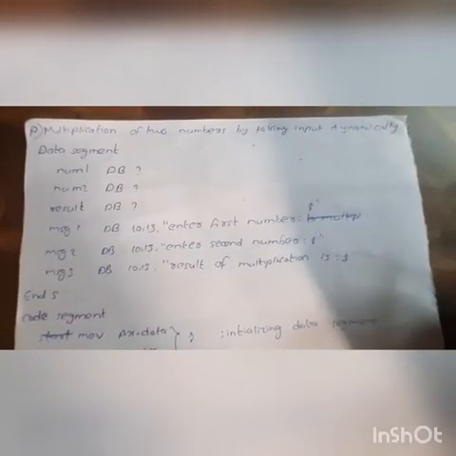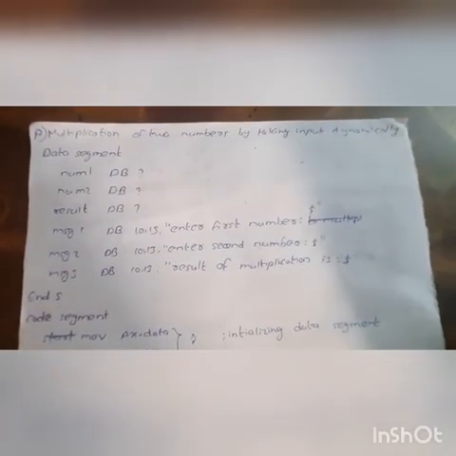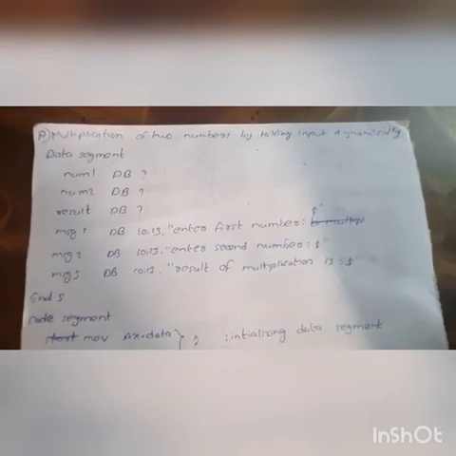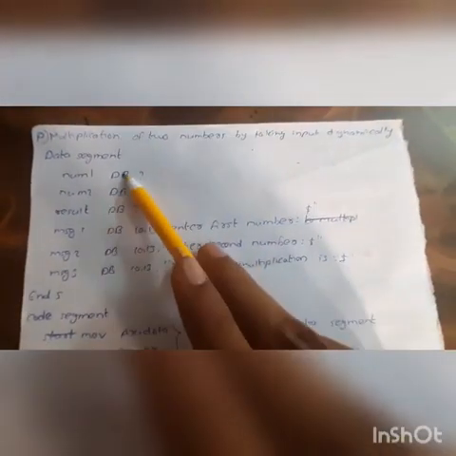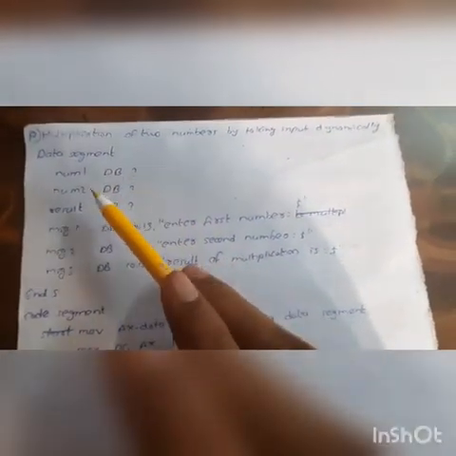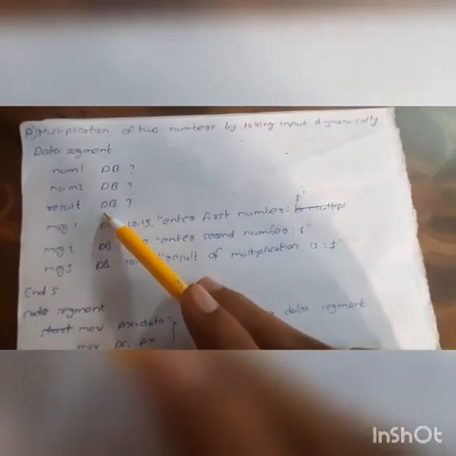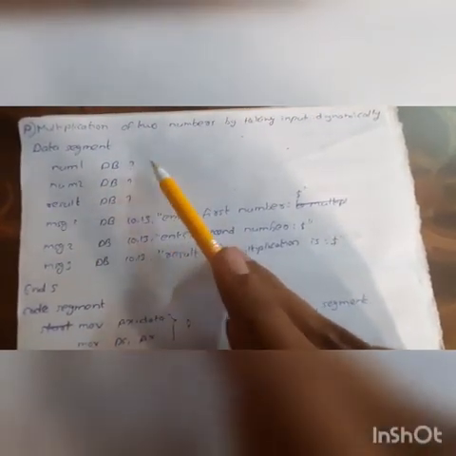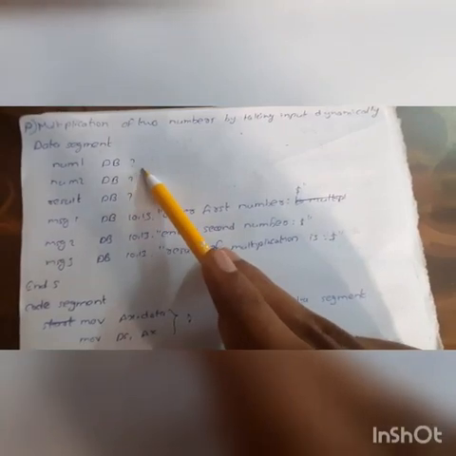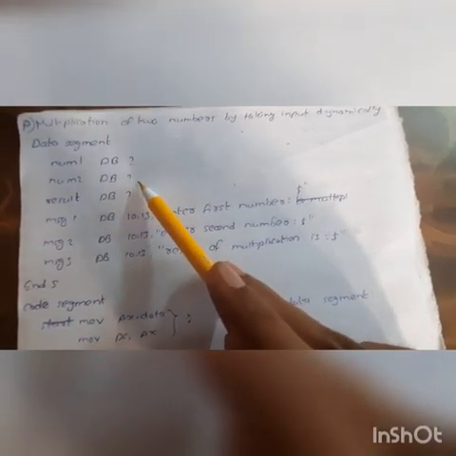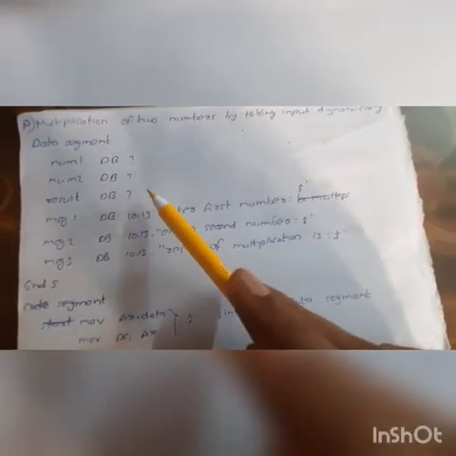I am explaining a program to find the multiplication of two numbers by taking input dynamically at runtime. Let's start the program. The data segment is used to fetch the data. Here we have taken three variables: num1, num2 and result. Num1 is used to store the multiplicand value, num2 is used to store the multiplier value, and result is used to store the resultant value.